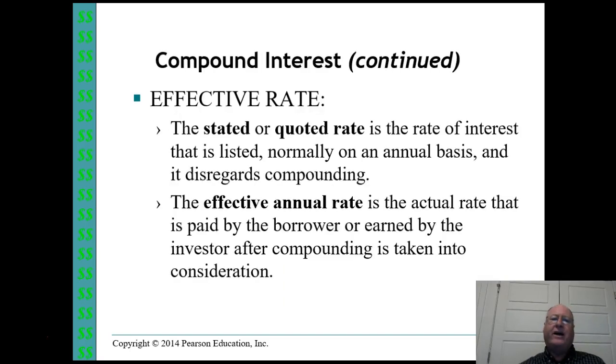I do want to talk about effective interest rates, because sometimes people get a little bit hung up on this. The stated or quoted rate is the rate of interest that is listed normally on an annual basis, and it disregards the effect of compounding. The effective annual rate is the actual rate that is paid by the borrower or earned by the investor after compounding is taken into consideration. And so this is important to understand, because sometimes you will see certain rates that are quoted, but you actually wind up paying more interest than what was quoted.